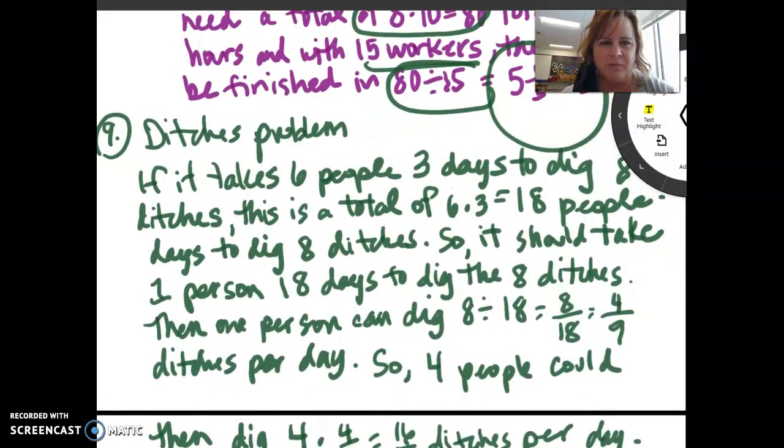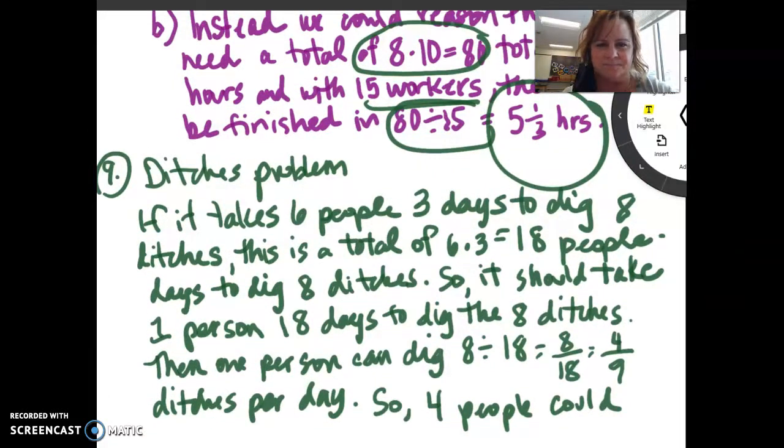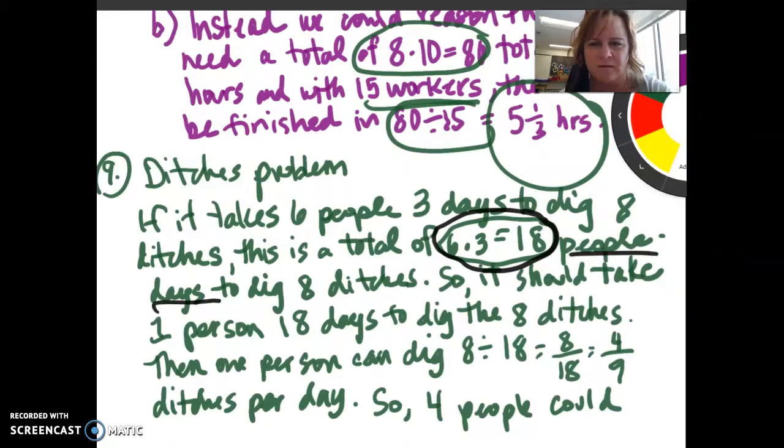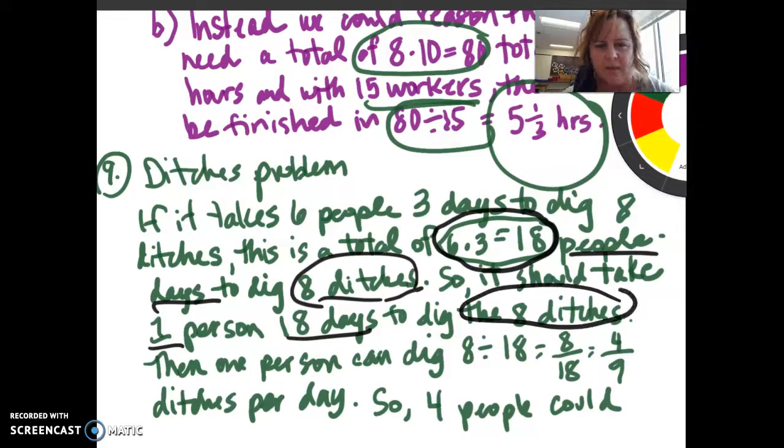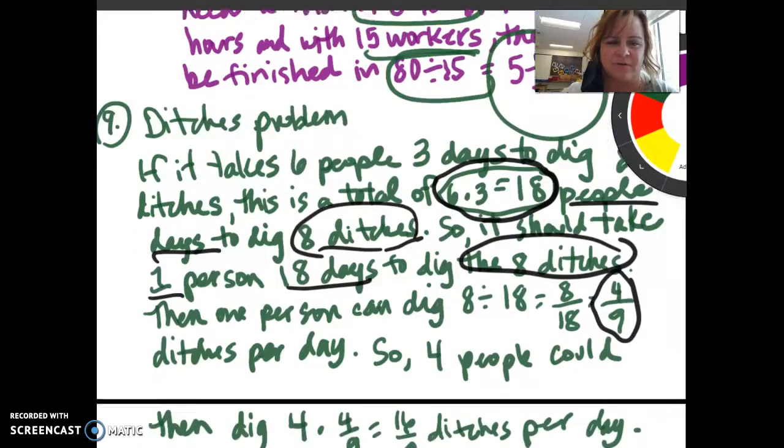So if it takes 6 people 3 days to dig 8 ditches, then this is a total of 6 times 3 or 18 people days to dig 8 ditches. So that's what it's going to take. It's going to take 18 people days to dig 8 ditches. So it should take one person 18 days to dig those 8 ditches. And then one person can dig 8 18ths because you're just going to divide 8 by 18. So one person can then dig 4/9 of a ditch every day.